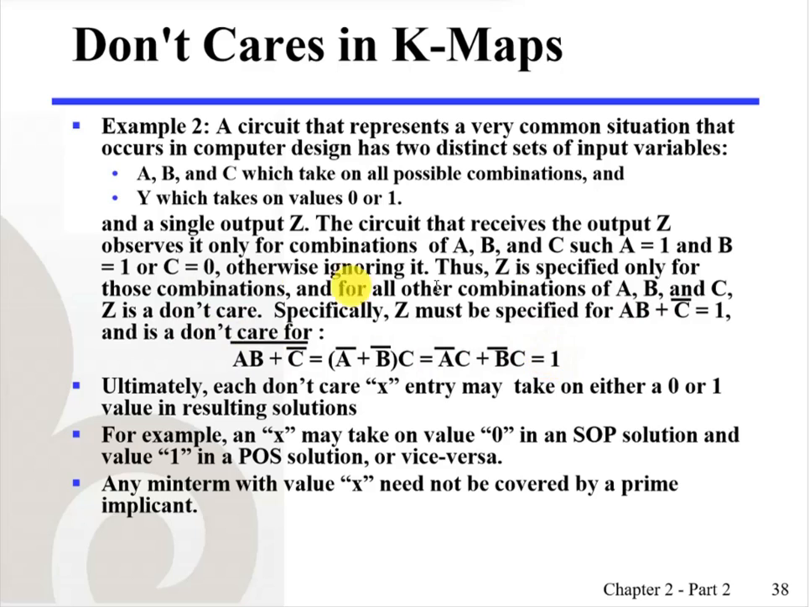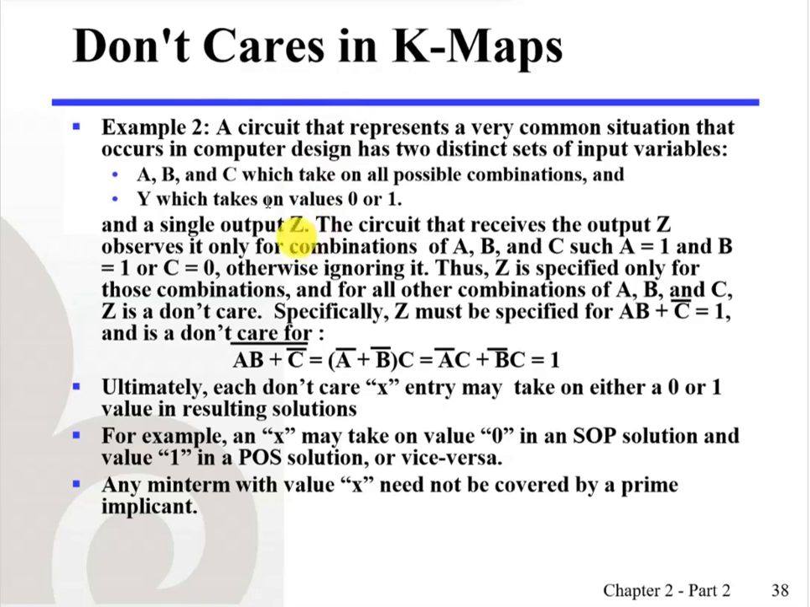Each don't care can be labeled as X, and can take either 0 or 1, depending on whether you're working with sum of products or product of sums. If you're working with sum of products, you may want to label X as zeros or ones, or vice versa for product of sums. Also note that any minterm with value X need not be covered by a prime implicant. That is one condition.